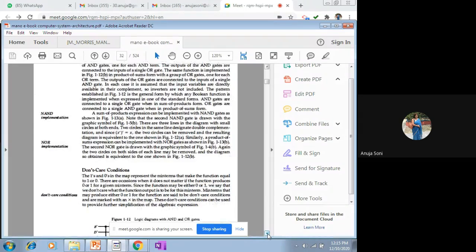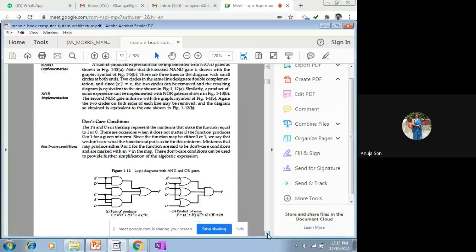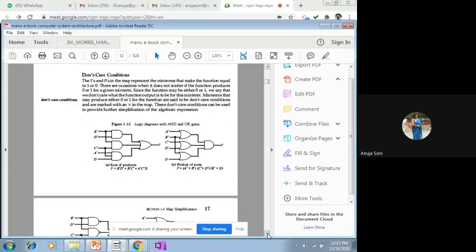And while talking about your K map, we discussed don't care conditions as well. Don't care conditions basically represent those kinds of min terms that make the function value either equal to 1 or 0. Means it represents those kinds of cells or those kinds of min terms for which the function value can either be 0 or 1.